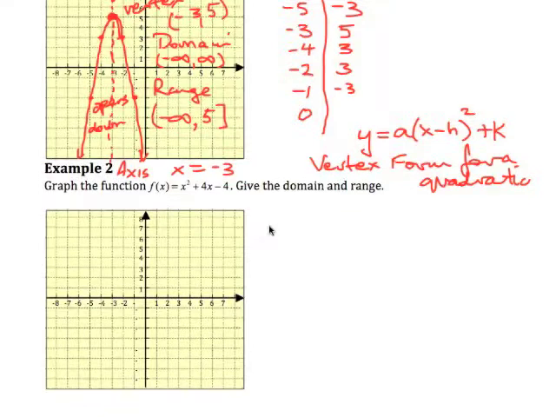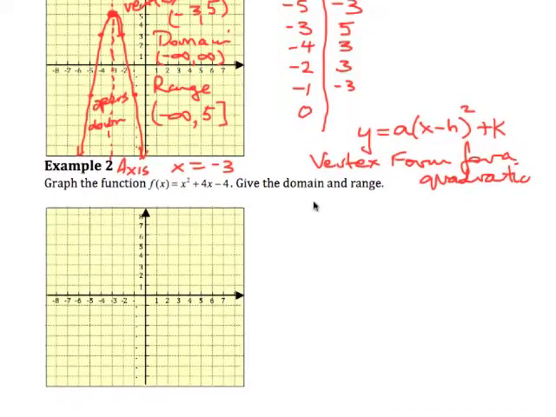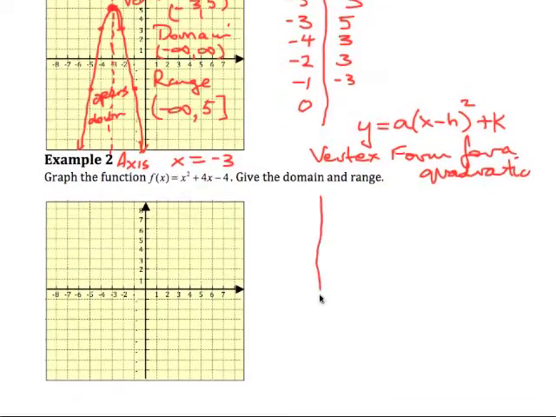Well, what if it's not in that form? Well, let's have a look at this second example. Again, what we're going to do is pick off some points.